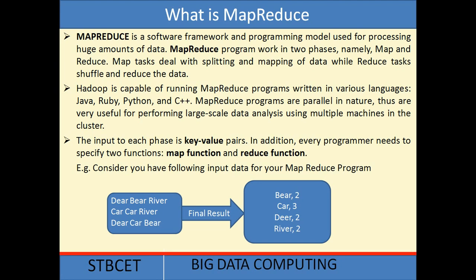What is MapReduce? MapReduce is a software framework and programming model used for processing a huge amount of data. MapReduce applications can be written in Java, Ruby, Python, C++, various languages you can use. And MapReduce has two phases, mainly the map phase and the reduce phase. All these phases get the input as key value pairs.